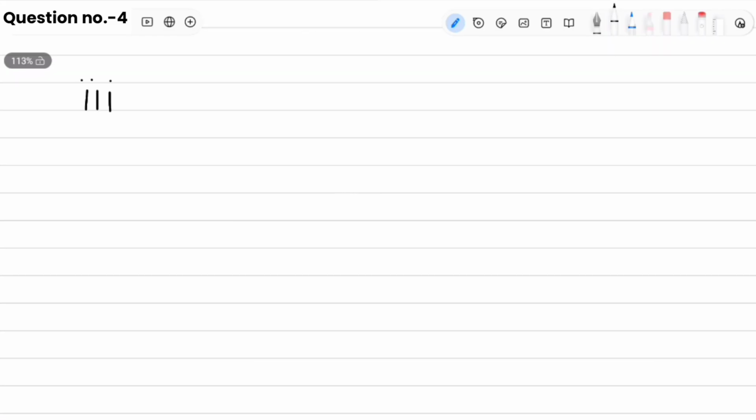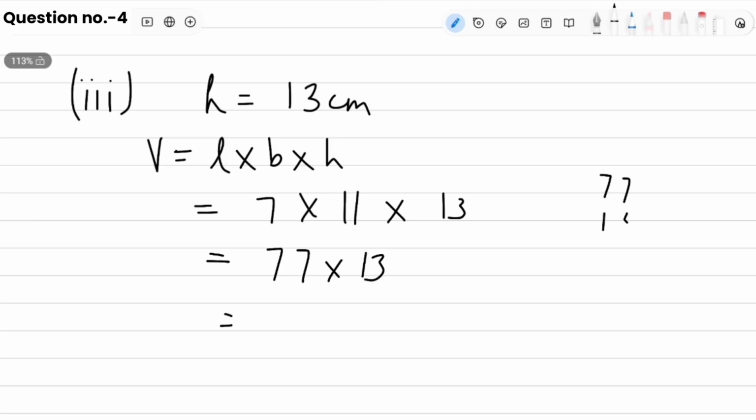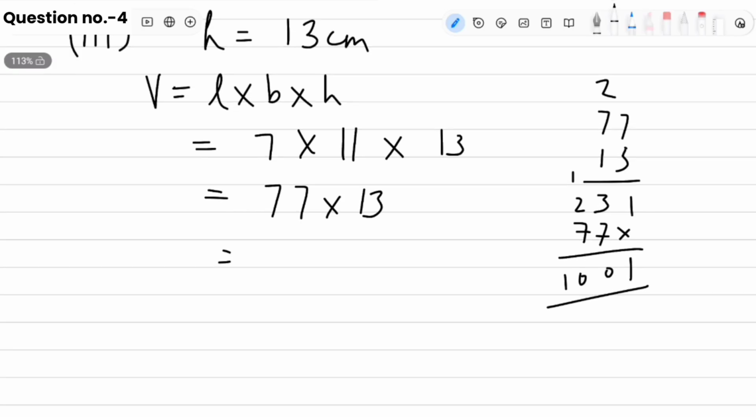So now moving forward to the third part, height is given to be 13 centimeter. Volume is equal to length into breadth into height. Length 7, breadth 11 and height is 13. So we'll calculate this. 77 into 13 is going to be 1001 centimeter cube. This is your answer.